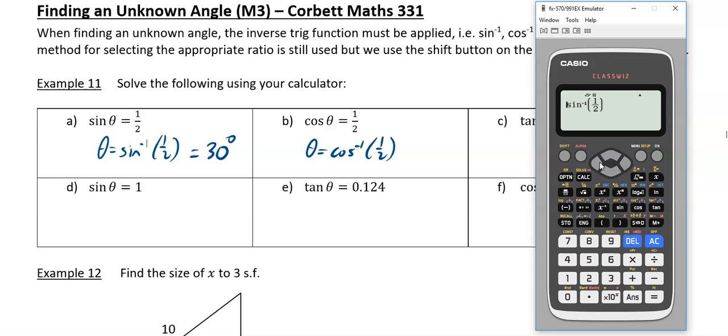So if I go back out of here and delete, so I've deleted my sine to the minus 1 and do shift and the cos. There's my cos to the minus 1 of 1/2. So if I press equals, I should get my answer, which should be 60, and you can see it is 60 degrees.